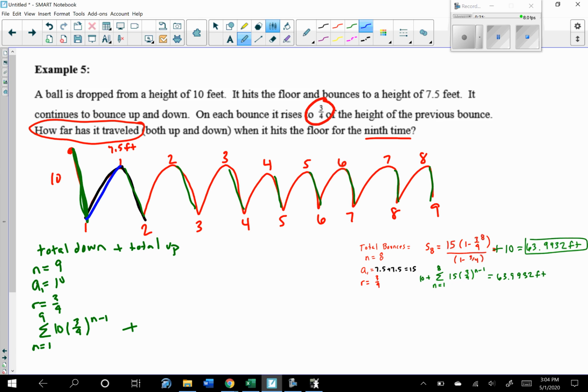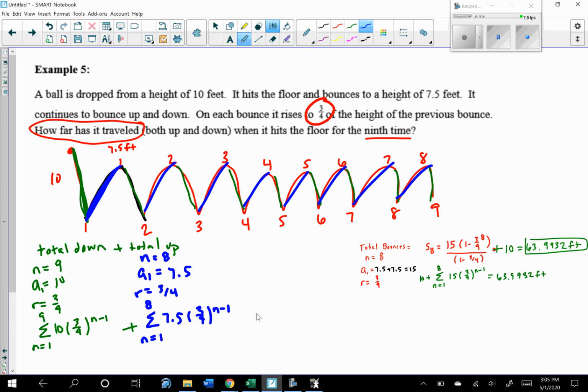And then you would need to add that to the total distances going up. So that would be 1, 2, 3, 4, 5, 6, 7, 8. So n is equal to 8. Remember, a sub 1 is your first term right here, so in this case, 7.5 feet. r is still equal to 3/4. So the sum of n equals 1 to 8 of 7.5 times 3/4 to the n minus 1. And you would just add those together. And if you did that, you would also get 63.9932 feet. Of course, that's not the only way you could do this problem. There are a couple of other ways, but these are just two different ways that you could approach this problem.